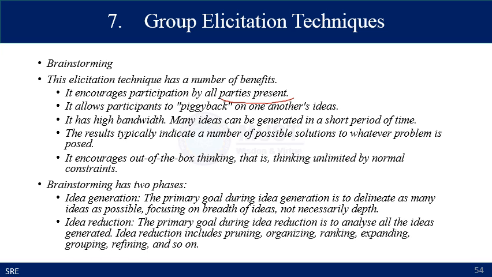The results typically indicate the number of possible solutions to the problem posed. It encourages out-of-the-box thinking, that is, thinking unlimited by the normal constraints. Brainstorming usually has two phases. In the first phase, you generate as many ideas as possible, and the phase is referred to as idea generation. The goal is to delineate as many as possible, and it focuses on breadth of ideas and not necessarily the depth.